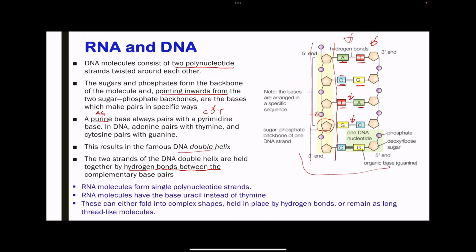For RNA, the molecules form a single polynucleotide, meaning it's going to be 1 strand. So RNA molecules have the base uracil instead of thymine. These, I'm talking about the RNAs, can either fold into complex shapes, or they can be held in place by hydrogen bonds, or they can remain as long thread-like molecules.